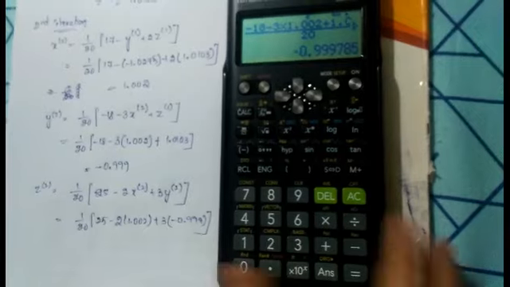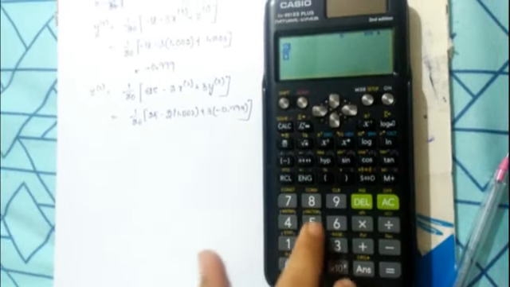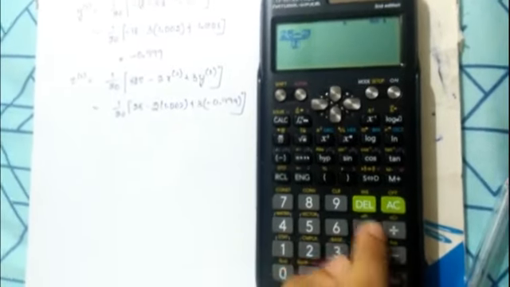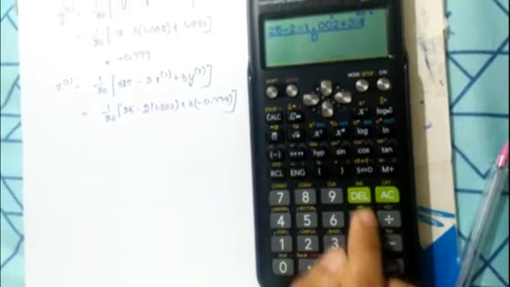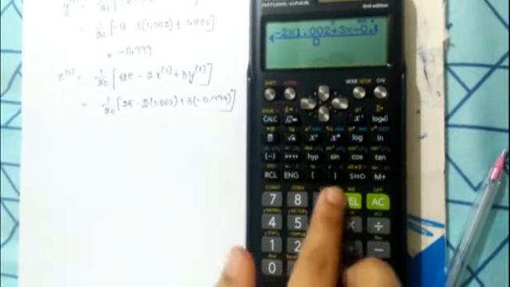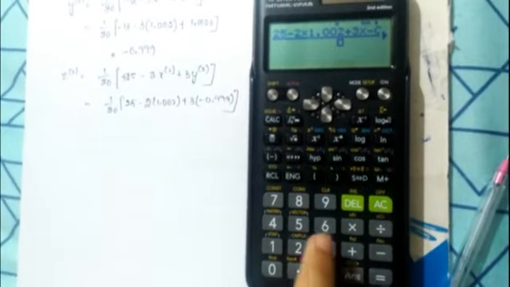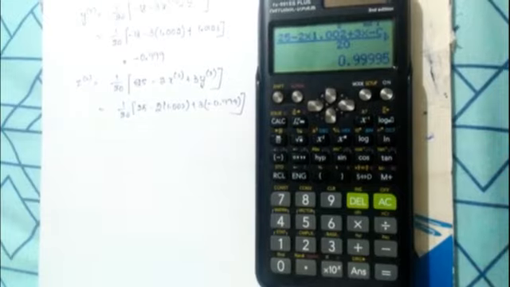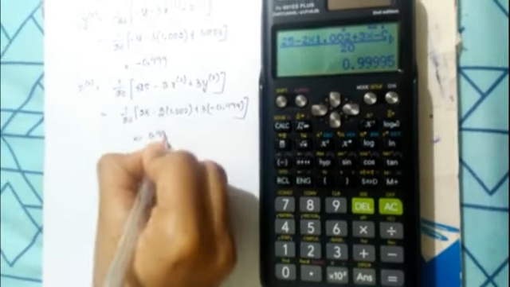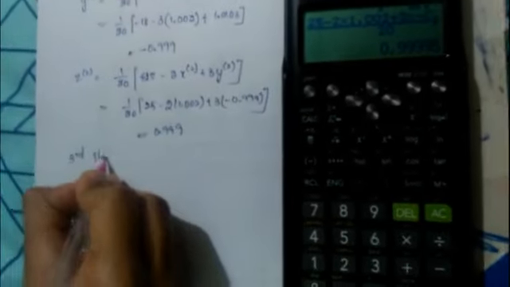Now enter the values in Calci. Click on AC. The fractional one. 25 minus 2 into 1.002 plus 3 into minus 0.999. Get the cursor into the denominator. Enter the value 20. Then you got the value as 0.999. Then we'll go into the third iteration.